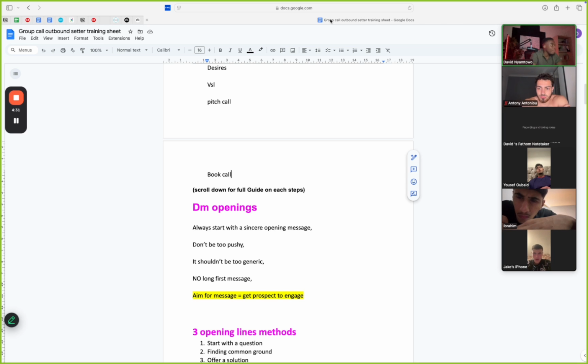Do you know what I mean? I'm actually interested in something I've been looking into. And then from there, the conversation was sparked, and we were just bouncing off of each other. Do you know what I mean? That is the exact goal with your DM opening.